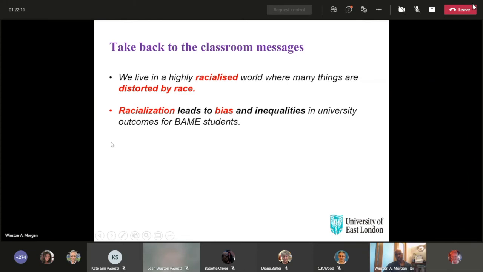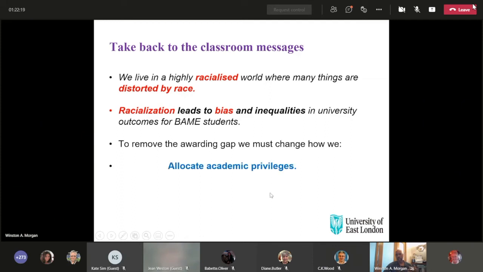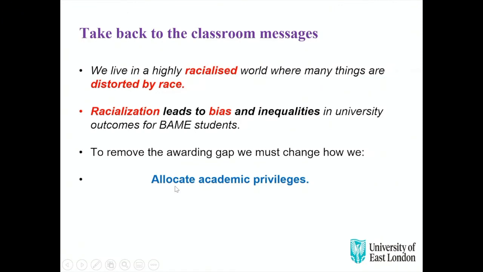Racialization leads to bias and inequalities in university outcomes. BME students, we have to do that. So to remove the awarding gap, we must, as I said, allocate academic privileges in a more equitable way, which we're not doing at the moment.